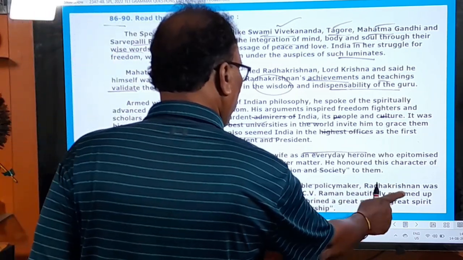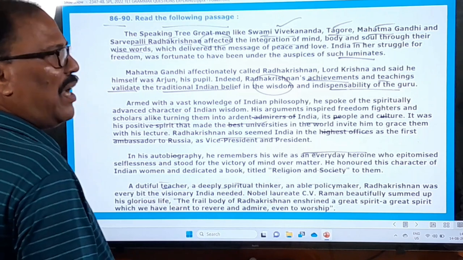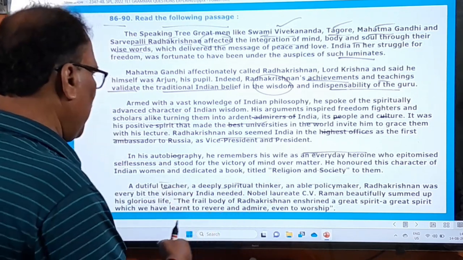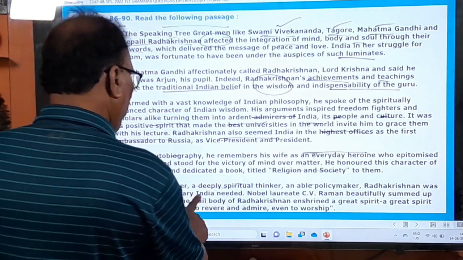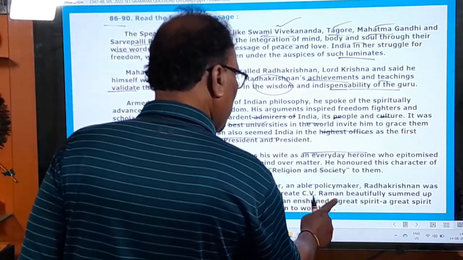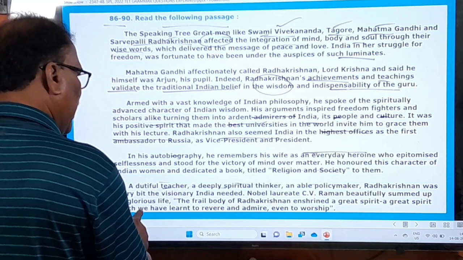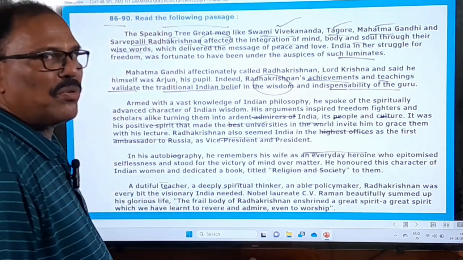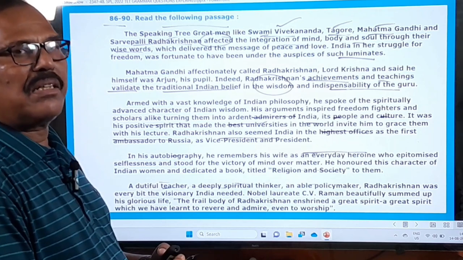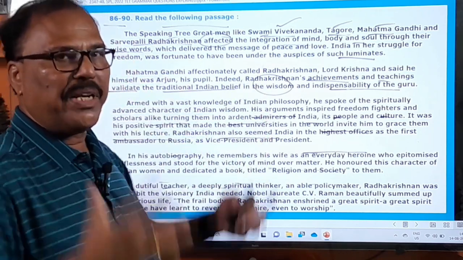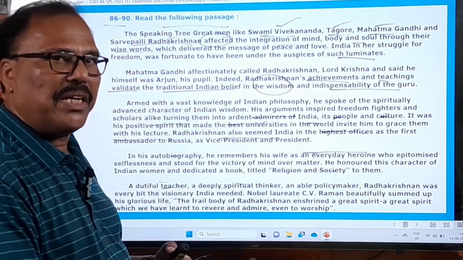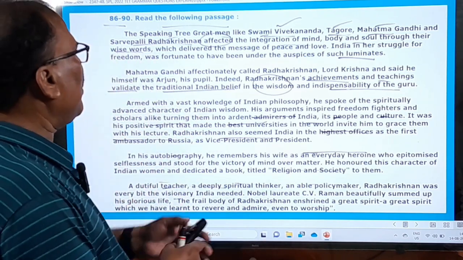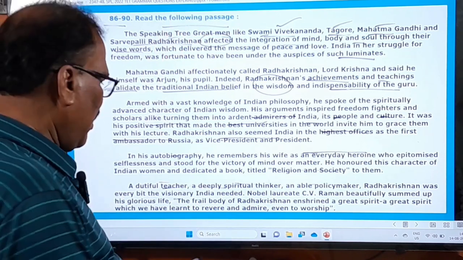Nobel laureate C.V. Raman beautifully summed up his glorious life. He praised him: "Thus the frail body of Radhakrishnan enshrined a great spirit which we have learned to revere and admire, even to worship." So C.V. Raman says this Radhakrishnan has a great spirit, and everybody has to revere him, respect him, admire him and worship him. In this way, this is all about Sarvepalli Radhakrishnan.